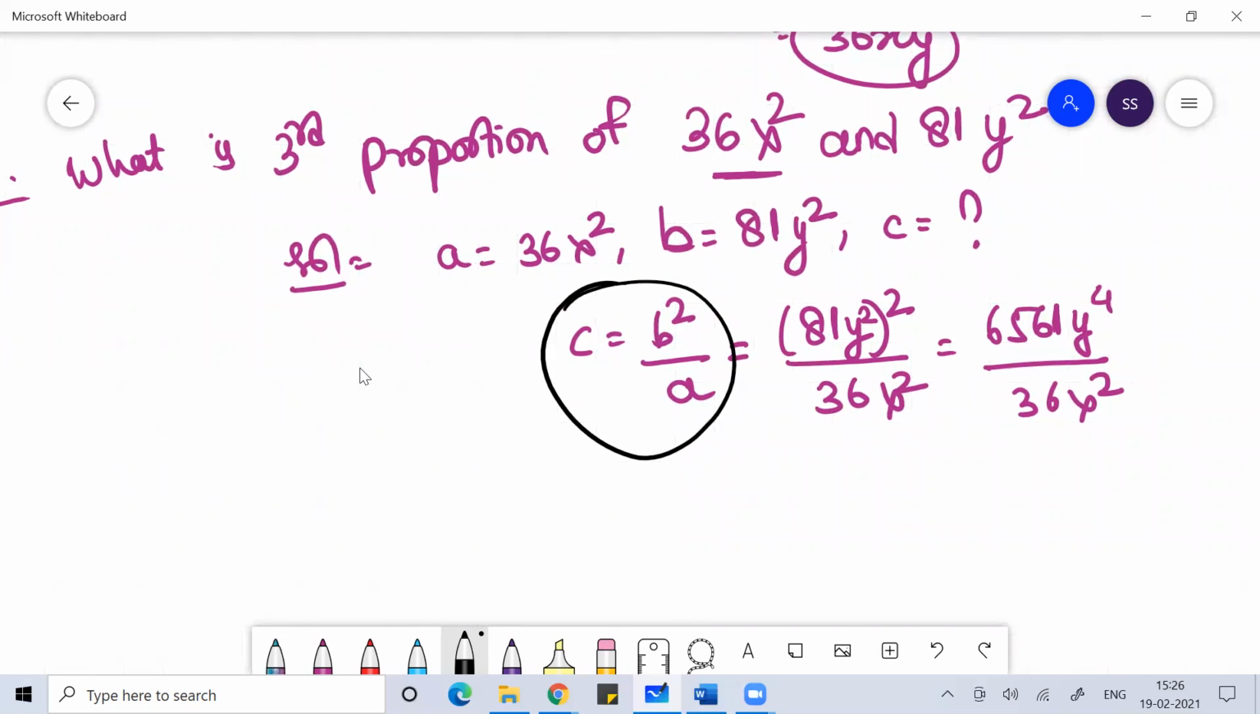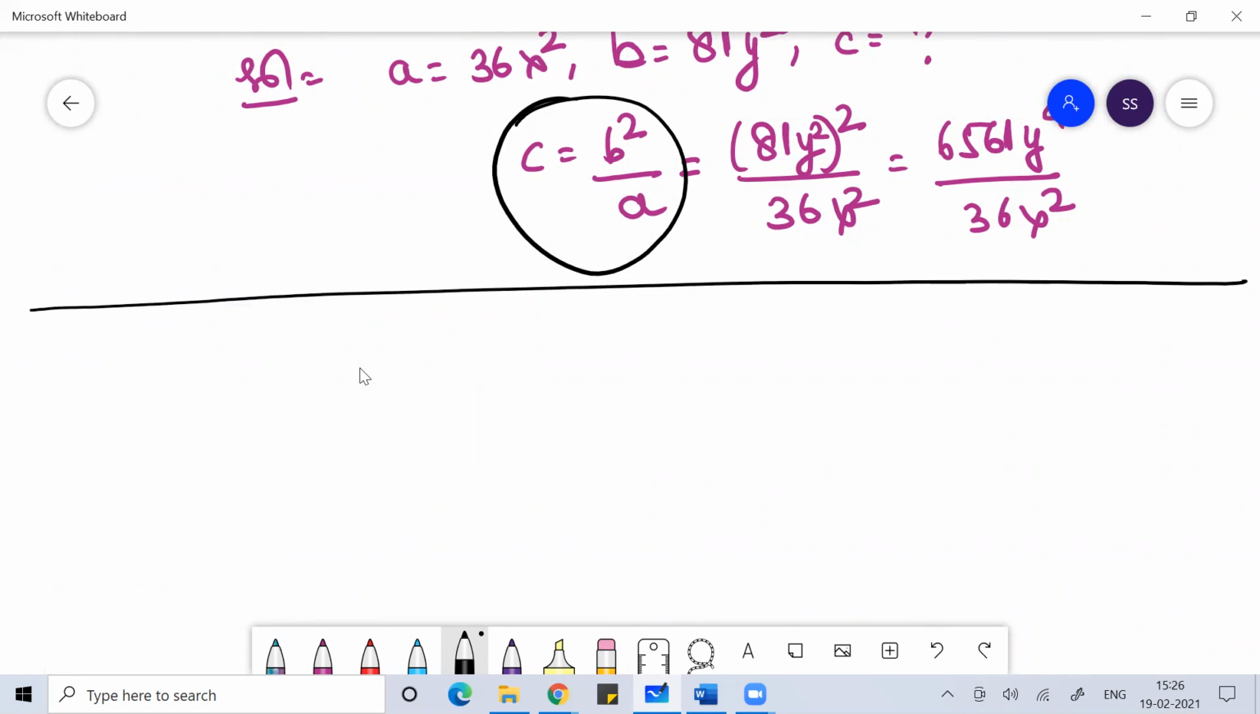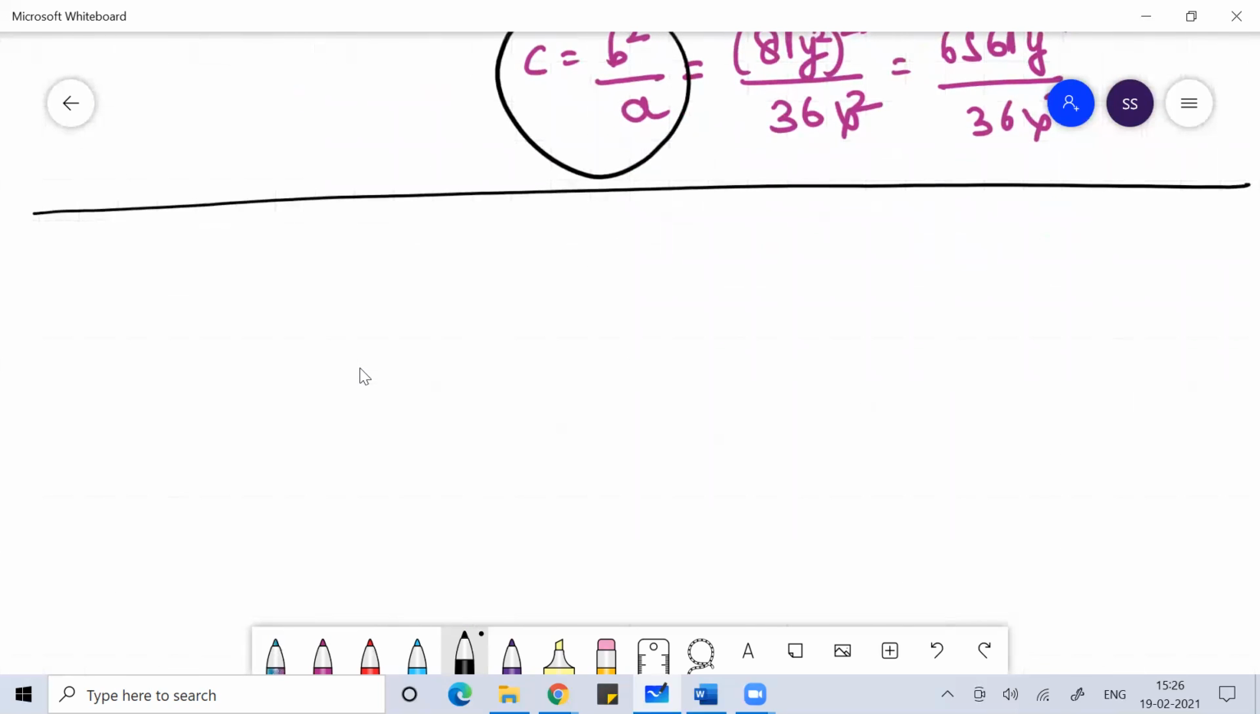So please remember this for your exam point of view. This is very important: the concept of proportion, fourth proportion, third proportion, mean proportion. That is very important. Even if you prepare for the CA Foundation exam, there used to be questions based on this. So again, this will become important for you if you go through this concept.